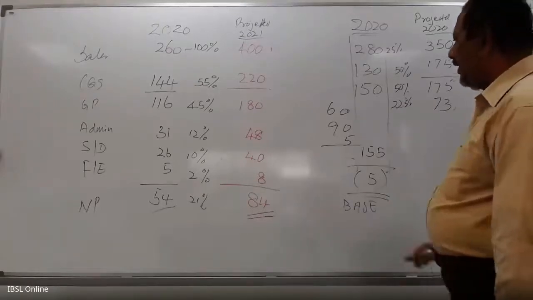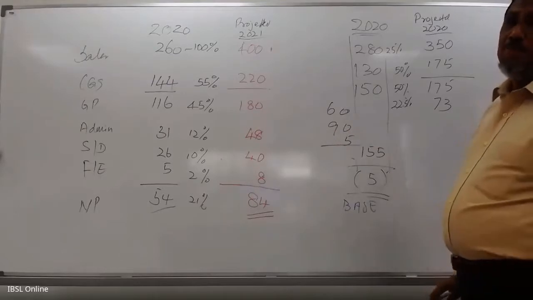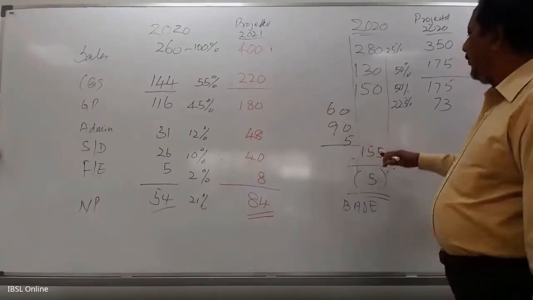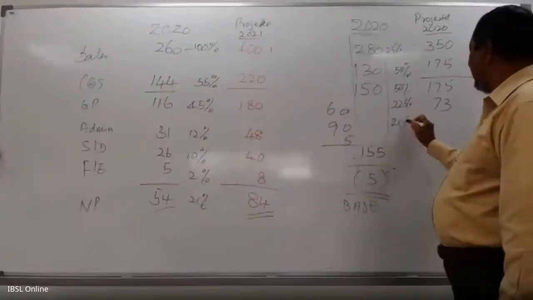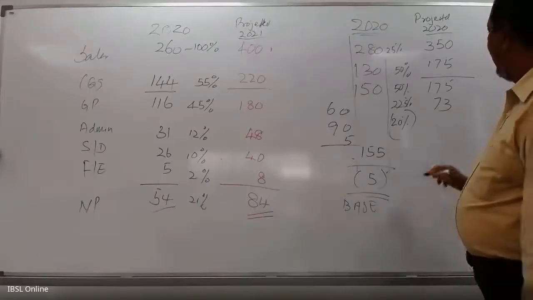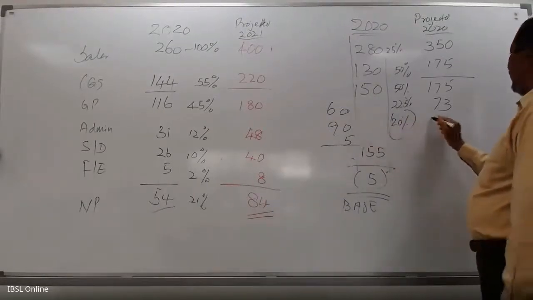Then selling and distribution expenses will be reduced by 20%. Selling and distribution for 90, it will be reduced by 20%, 20% minus. Okay. Minus 20% means it is 72.